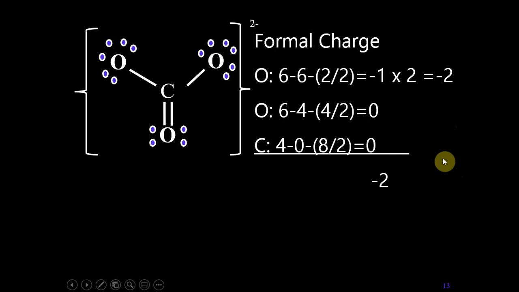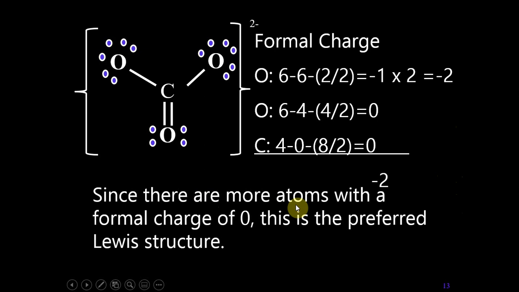All right, so now here is kind of the kicker. How do we know? Since there are more atoms with a formal charge of 0, this is the preferred structure. The idea is to have as many atoms as possible with the lowest formal charge as possible, i.e. the most with a 0 formal charge. Okay, so that's what we're looking for. So that means that this structure here is preferred over the other one where we have the 3 single bonds from the oxygens to the carbons.